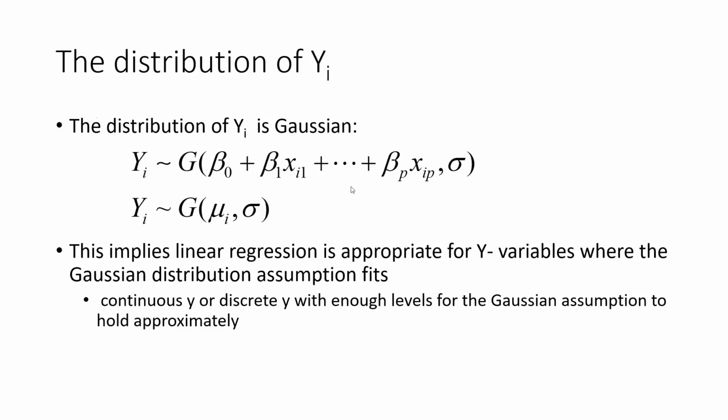Okay. So y's are normally distributed, and we know already the standard error is sigma, and the entire model is the mean. So this mean varies depending on the values of x. And so I could substitute, and instead of saying this entire formula, I could just say mu i, where mu i equals this long thing. So the yi has a constant error, but the mean is not constant. It depends on x. So this means that linear regression is appropriate for y variables where the Gaussian distribution assumption fits, and that may or may not be true.